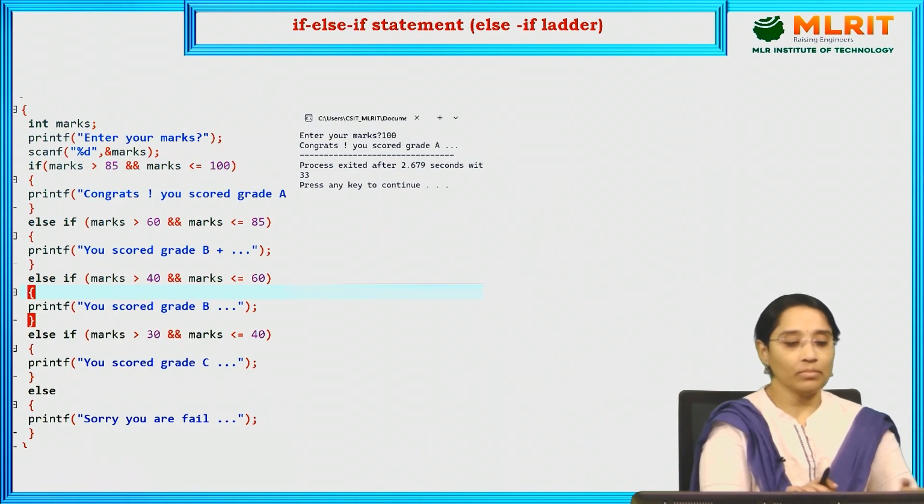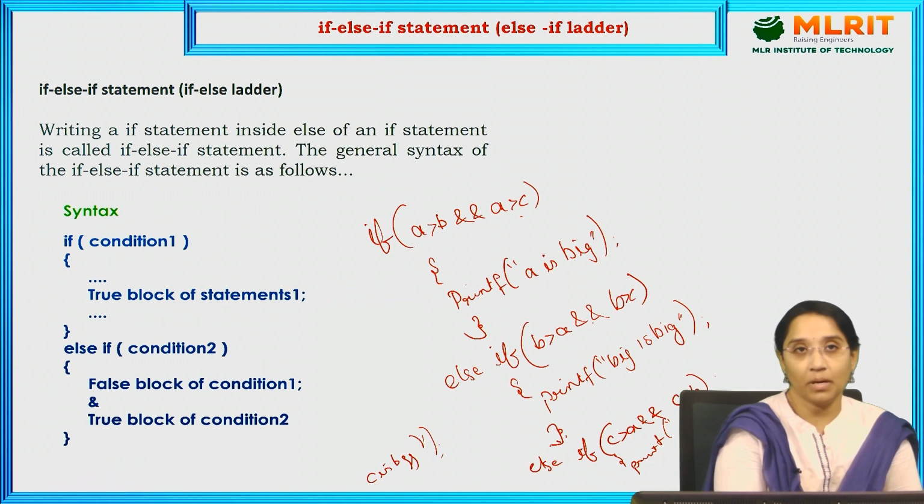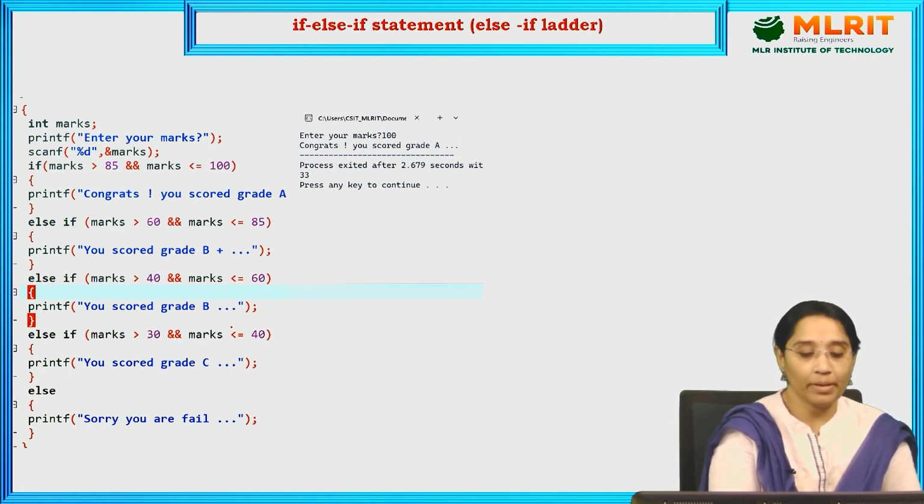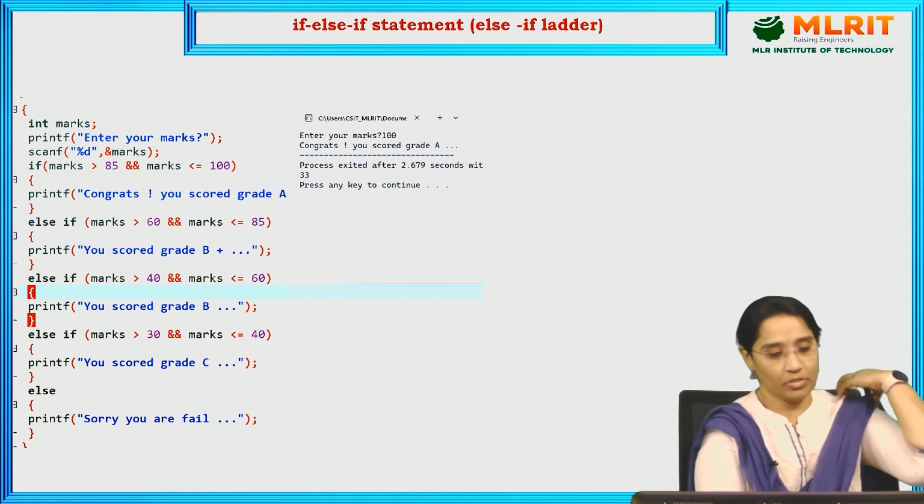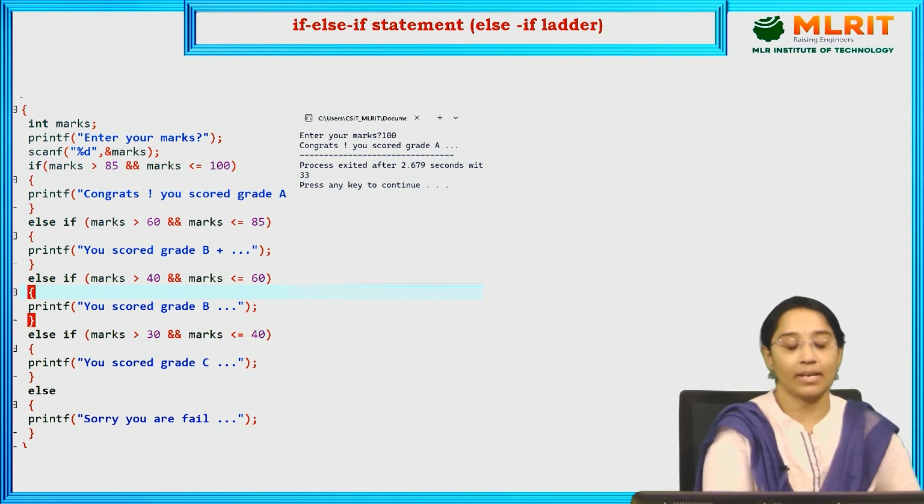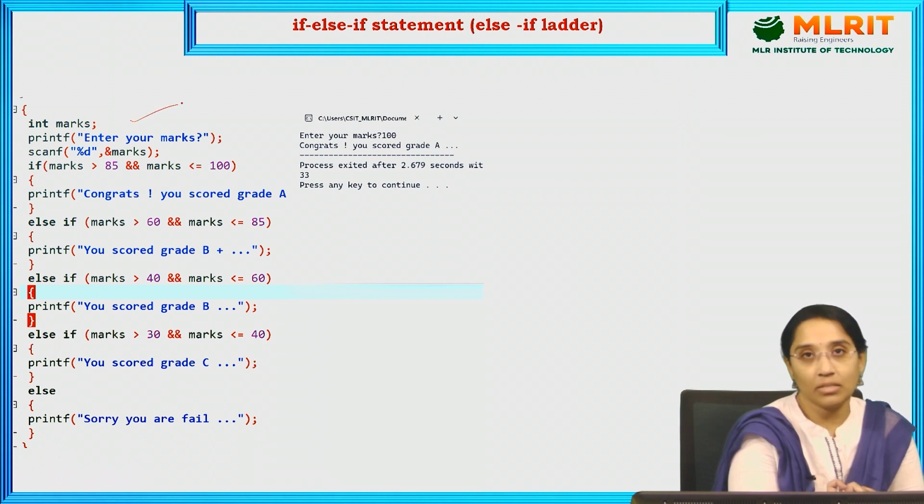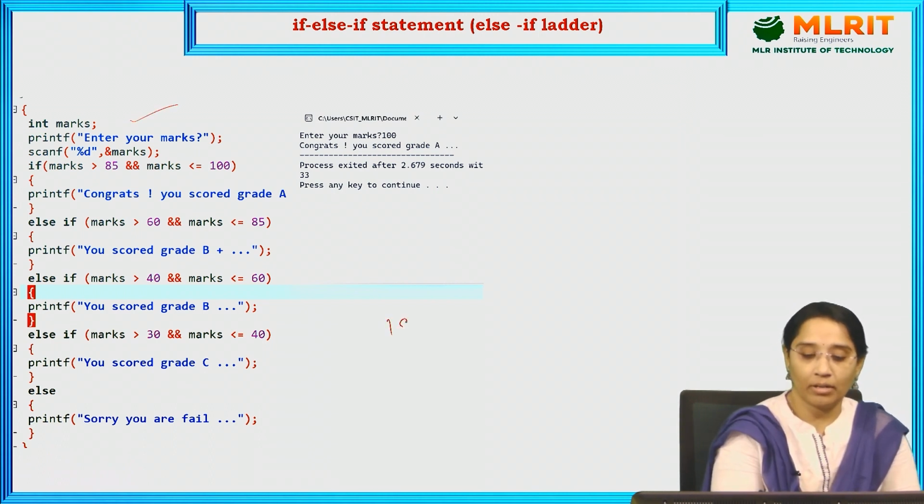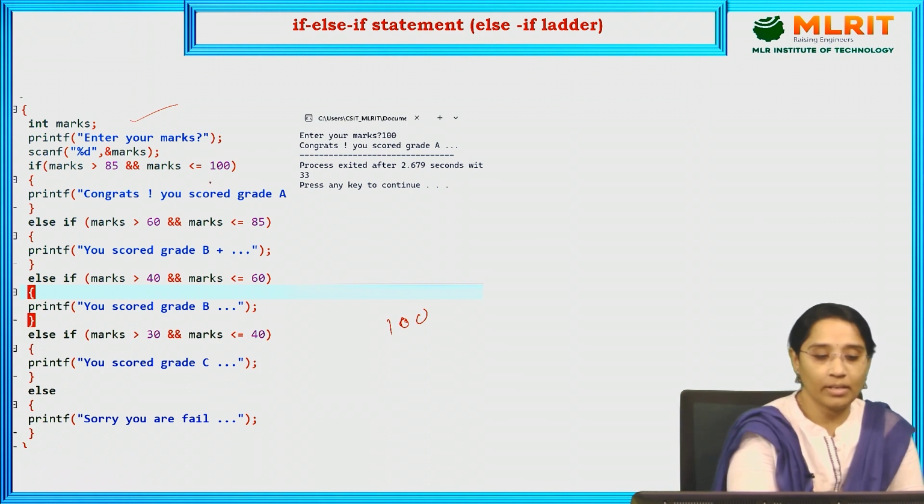We will see this program, calculating marks. Based on the marks entered, it shows which grade the student has secured. So int marks is a variable. Suppose I enter 100. Based on that, it will show which grade the student has got. So int marks, enter your marks, scanf %d, address of marks. So if marks greater than 85 and marks less than or equal to 100, it will print grade A.